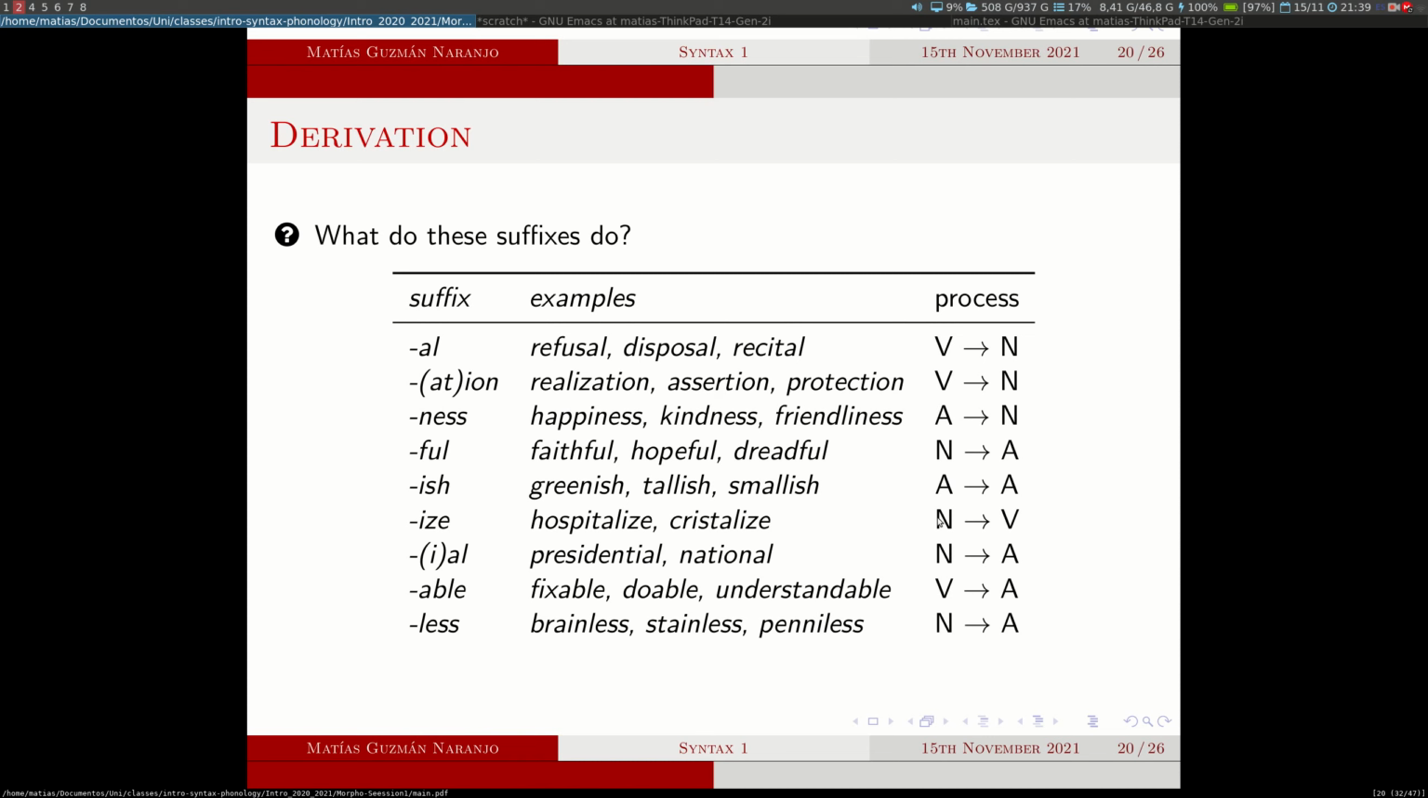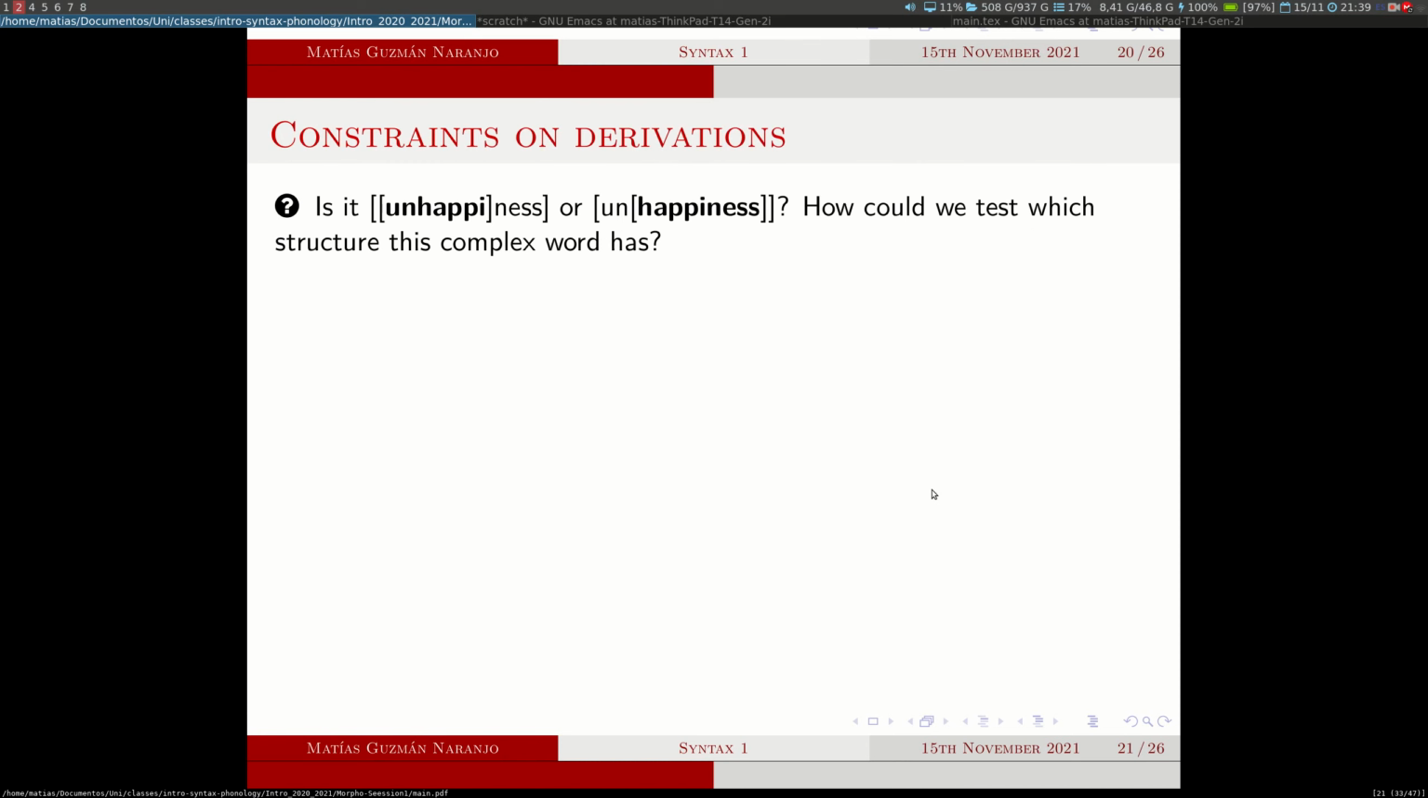Right. Here's the opposite. You have hospital, hospitalize. So from a noun comes a verb. Crystal, crystallize. From a noun comes a verb, etc. And try to understand all of these examples.